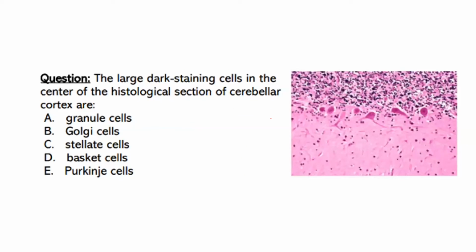This is a very simple histology question. What are these cells that are dark staining? And the answer is Purkinje.